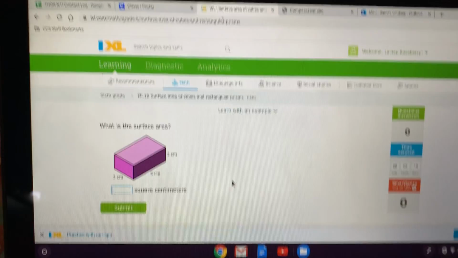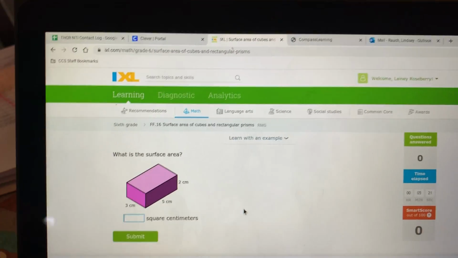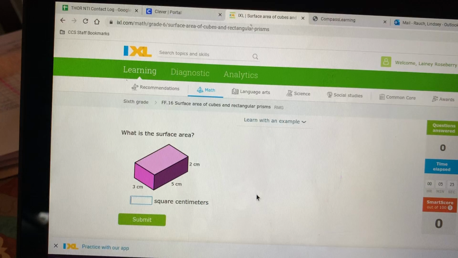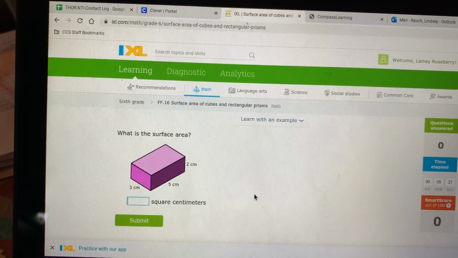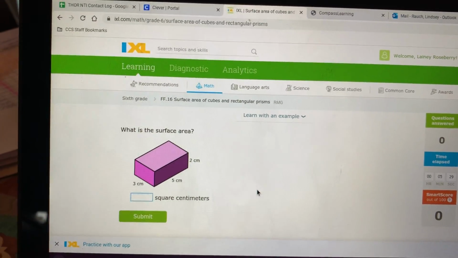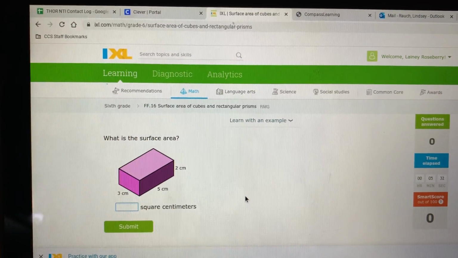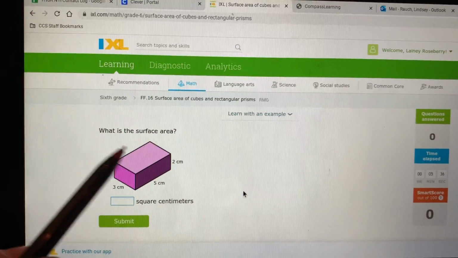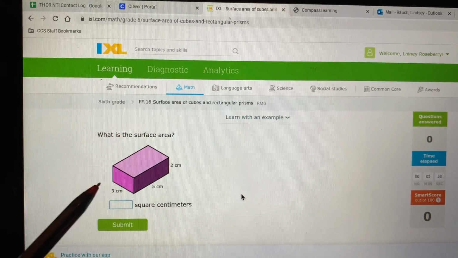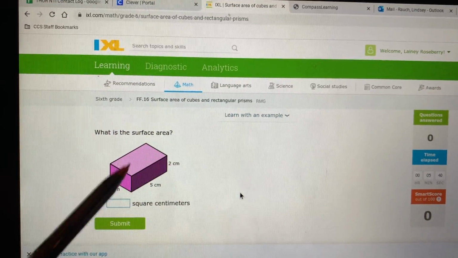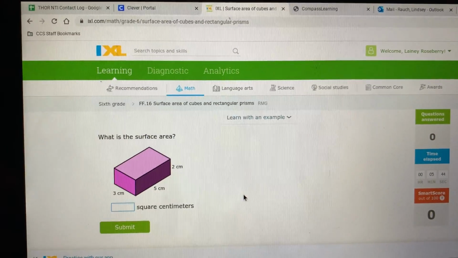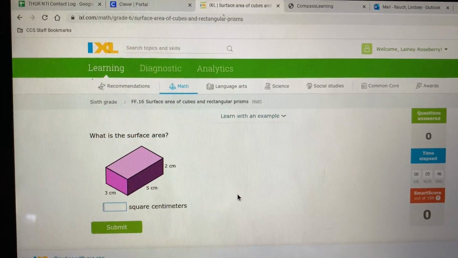Okay, so what is surface area? Surface area is the area of all of the faces. So again, this is a rectangular prism. Rectangular prisms have 6 faces. If you look at this picture, there's a top, a bottom, a front, a back, and then a side here and a side there. So this is made up of all rectangles.